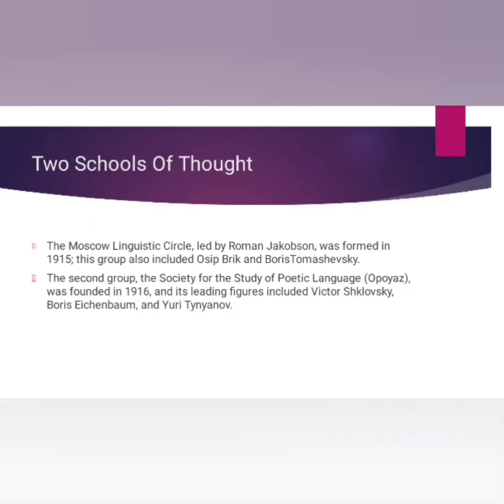In Russian formalism, we have two schools of thought. One is the Moscow Linguistic Circle, and the other is Opoyas. Opoyas is also known as the Society for the Study of Poetic Language. In the Moscow Linguistic Circle, the leading figure is Roman Jakobson, while in the Opoyas society we have Viktor Shklovsky, Yuri Tynyanov and Boris Eichenbaum.